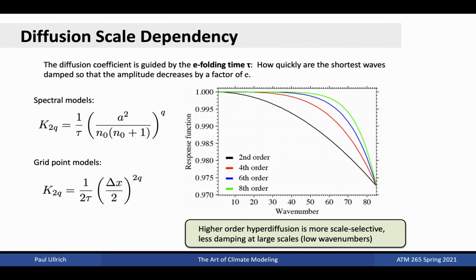As mentioned earlier, hyperdiffusion or hyperviscosity are employed because they are more scale selective. That is, it has less effect on longer waves and more effect on shorter waves. The effect of the diffusion operator can be quantified with a response function, such as the one shown here. Where the curve drops below 1.0 is where the diffusion operator has the most effect. This response can be thought of as how much energy is removed at the corresponding wavelength or wave number of the diffusion operator. The black curve shows the second-order diffusion operator, which has an influence across the whole wave spectrum.